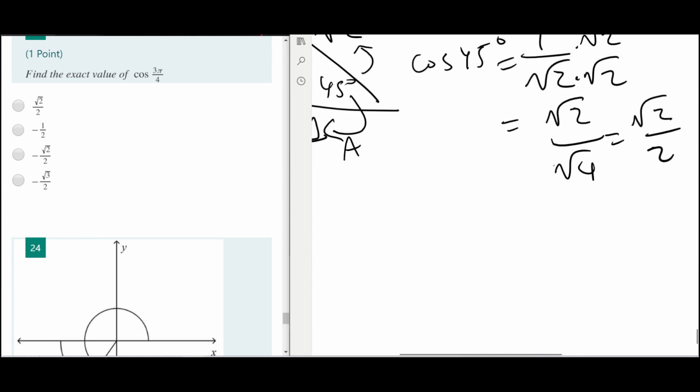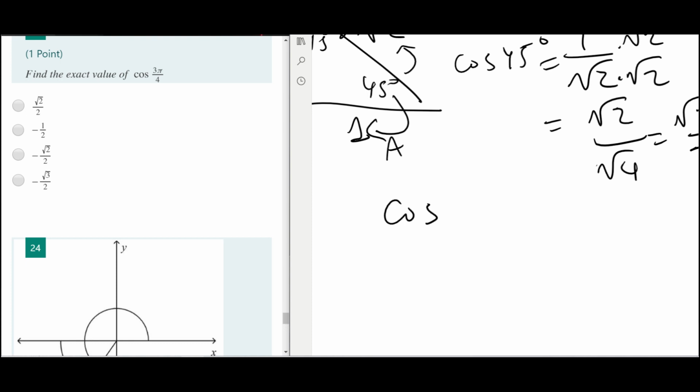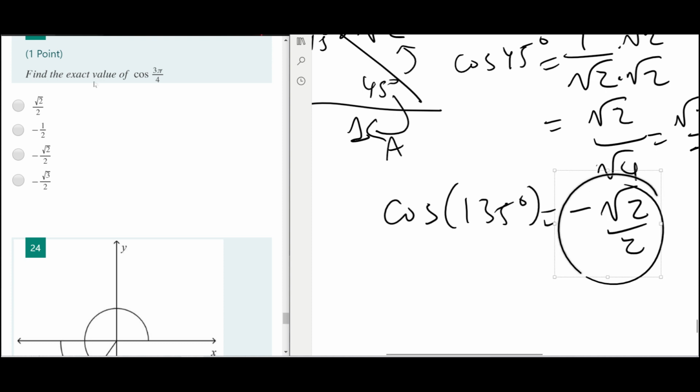So this answer for cosine of 135 is going to be negative, the answer that we got. So it's going to be negative square root of 2 over 2. So let's go ahead and choose that.